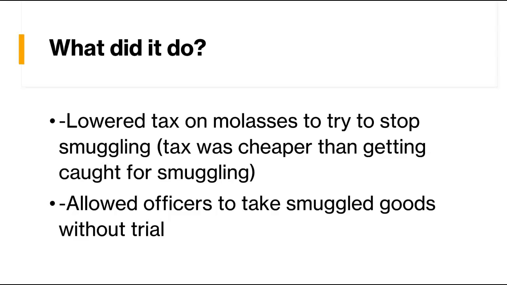So the British were hoping to get the colonists to stop smuggling, go ahead and pay the tax, keep it all legal. And that way, England still gets their tax money, and the colonists, in theory, stay out of court and stay out of trouble. But it also allowed the officers to take smuggled goods without trial.